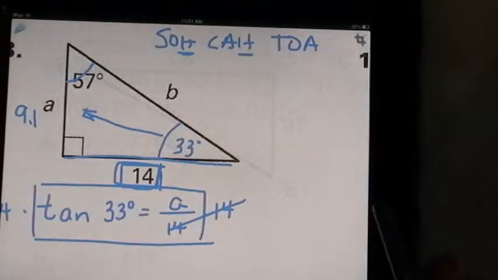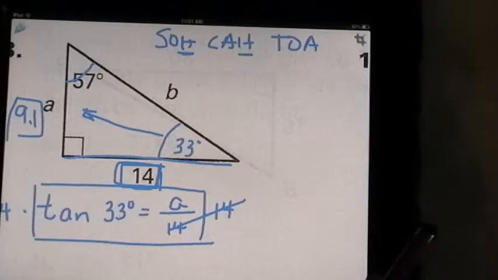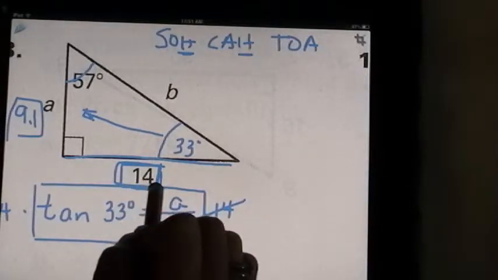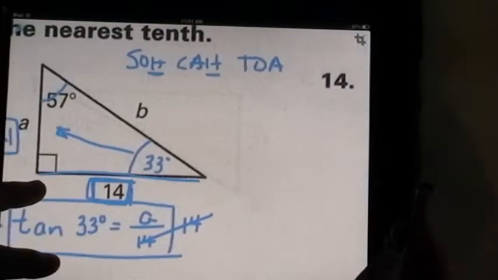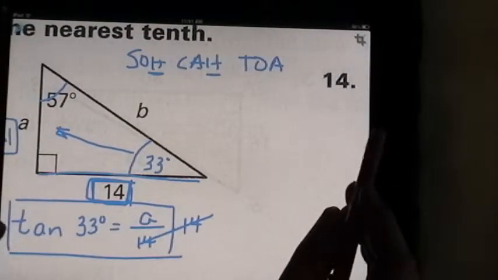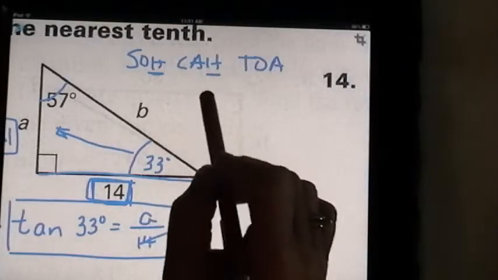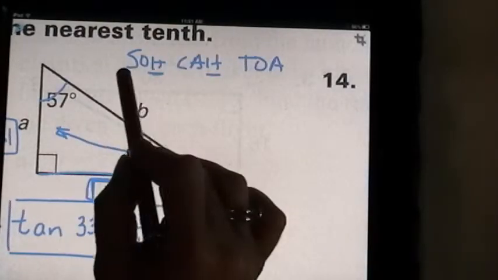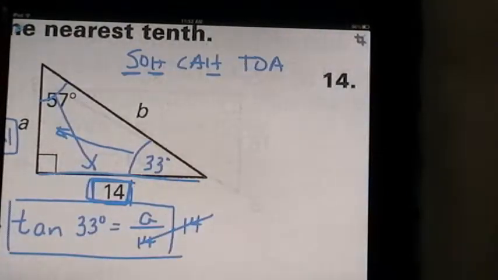Now remember, I told you as often as you can use an original number rather than one you calculated, you should do that. You'll get a more accurate answer. And since 14 was my original number, I'm going to use 14. And this time I'm going to use my 57-degree angle. I could use either one. Okay, if I use my 57-degree angle, sine is the one that I need because 14 is the opposite side.